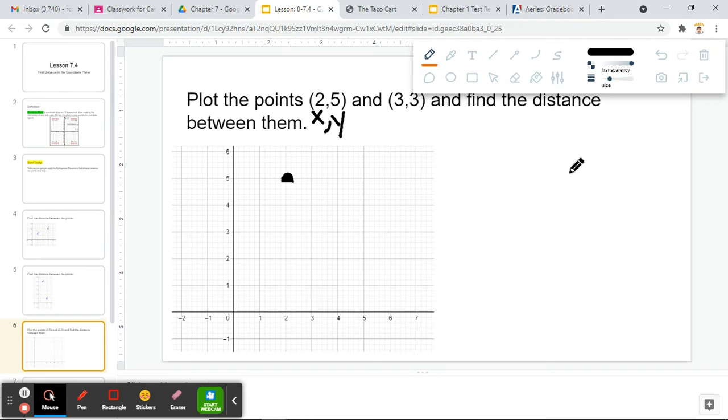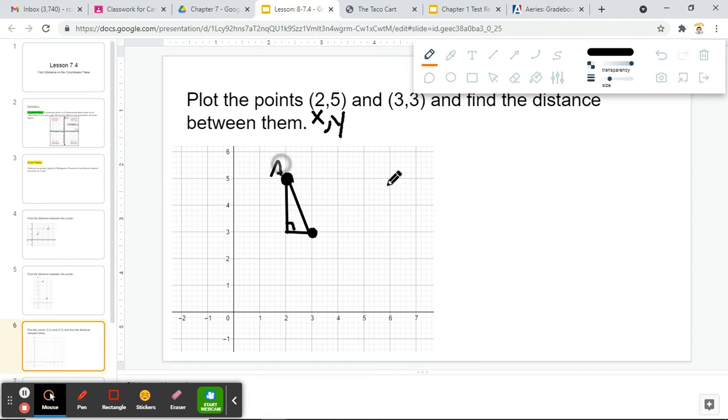Alrighty, so for the next one, it's (3, 3). So our x is 3, our y is also 3, which means we need to be at the intersection of these 2 points, which is right here. All right, so we got 2 points on our graph now. Now we just got to connect them using our lines here. So we'll draw a line down, draw a line across, and lastly, we're going to make our hypotenuse. There we go. So there's our right angle.